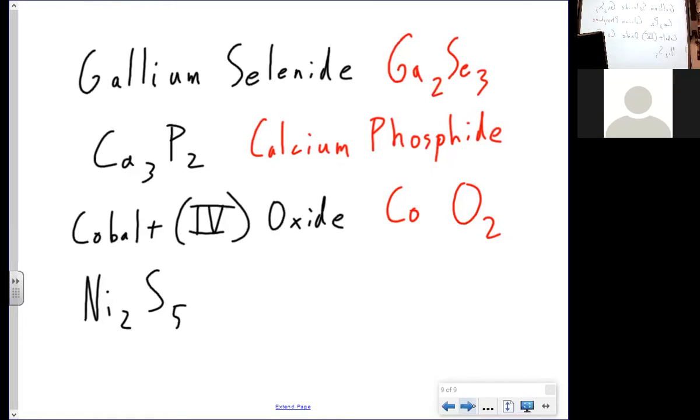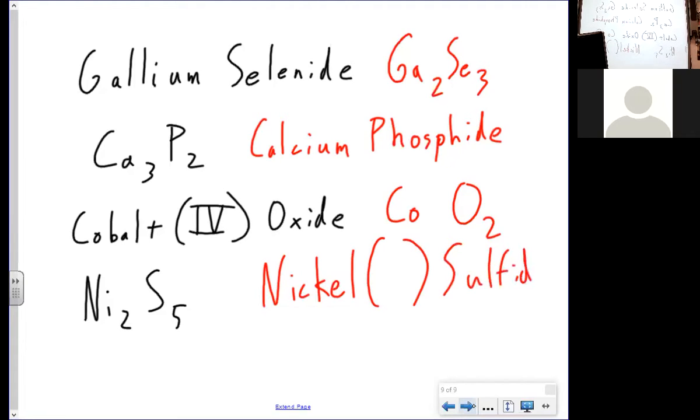Last one, Ni2S5. What do I need? Oh, I need the Roman numeral. S is sulfide. You guys are doing good, but you're skipping a step, and I want to show you why you shouldn't skip that step in a second. What's the charge on sulfur? -2, so that works, right? So what's my charge?